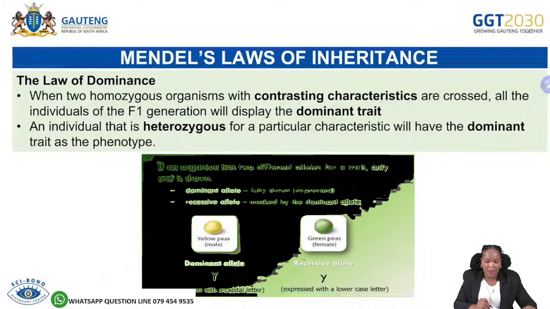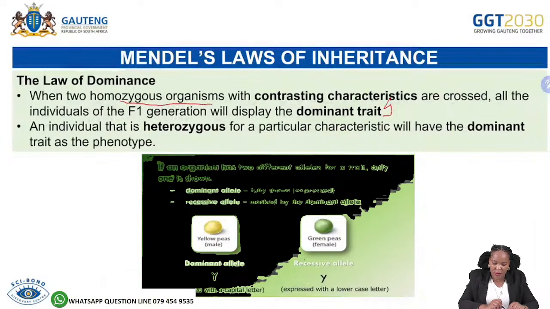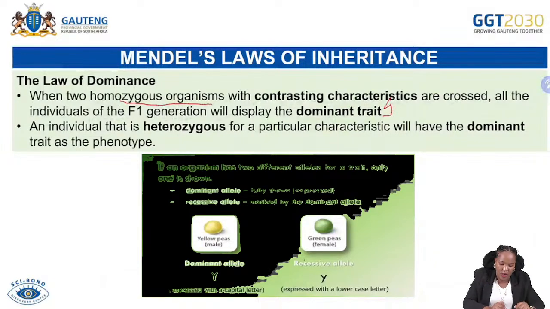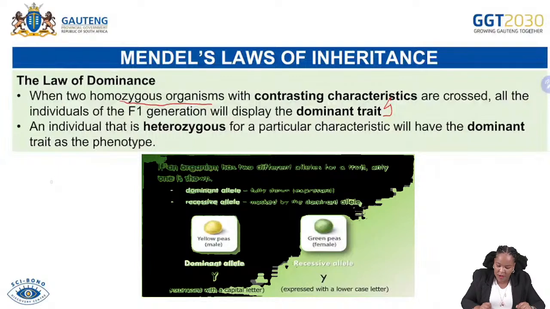Then we come to Mendel's laws of inheritance. The law of dominance says that when two homozygous organisms with contrasting characteristics are crossed, all the individuals of the F1 generation will display the dominant trait. What does this mean? This is quite a lot of English here. Two homozygous organisms, meaning when they say homozygous, they must be the same letters. So the letters must be the same.